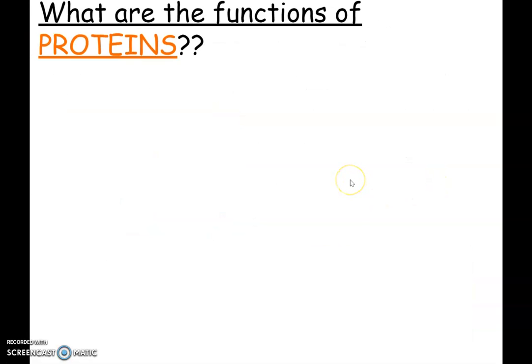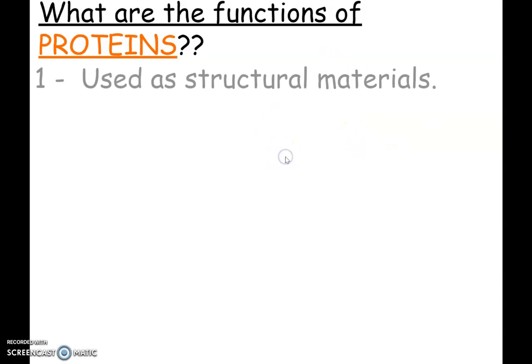Our last and final slide is the functions of a protein, or what a protein does. We're going to talk a little bit more about this Wednesday in class. For now, I just want you to write it down. One, they're used as structural material, so they build a lot of structures in living organisms. You'll see that they also make up our muscles. Our muscles are made of mostly protein.